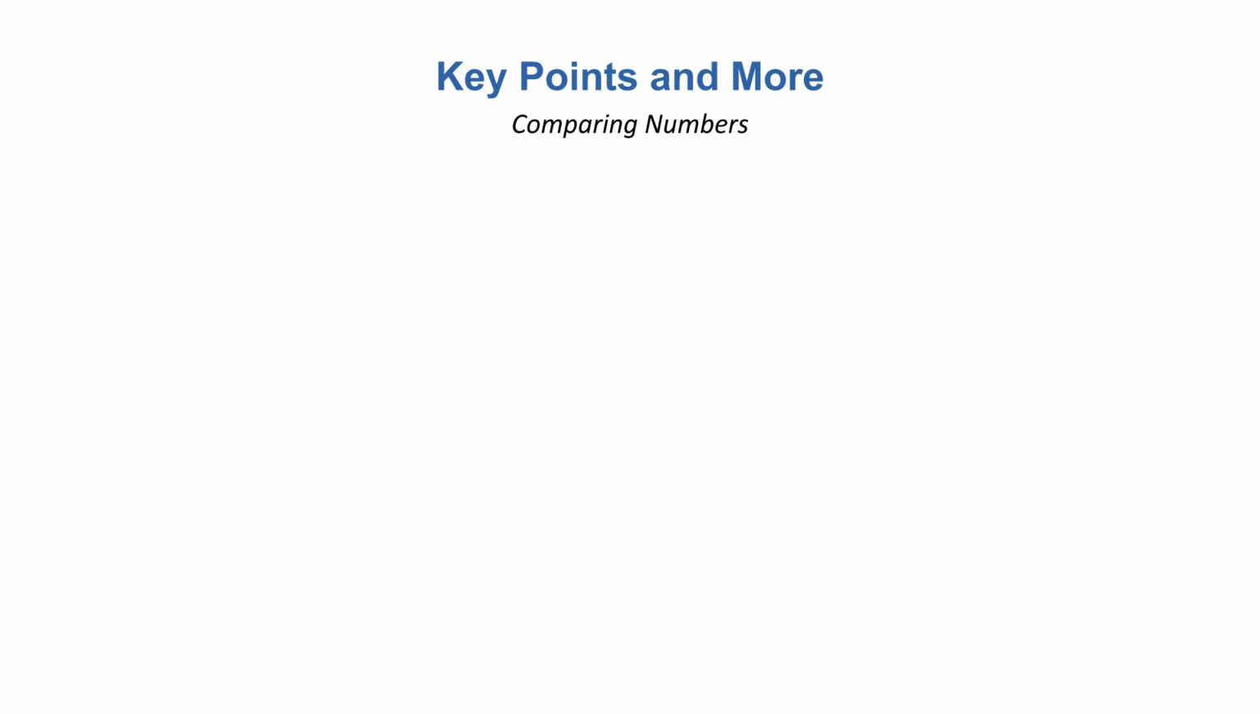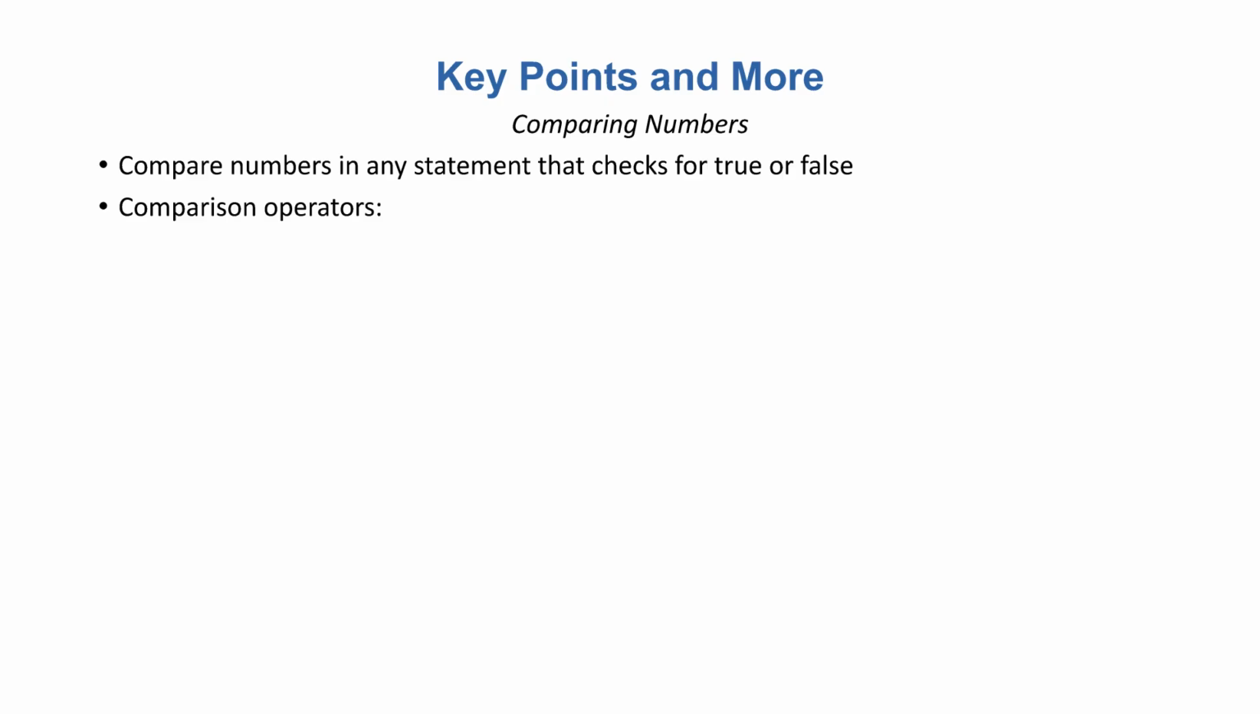Key points and more. Comparing numbers. You can compare numbers in any statement that checks for true or false, such as in if statements or while loops. Use these operators to compare numbers. The double equal sign returns true if they are equal. The exclamation point and equal sign returns true if they aren't equal. Note, the exclamation point is also the not symbol in Java.